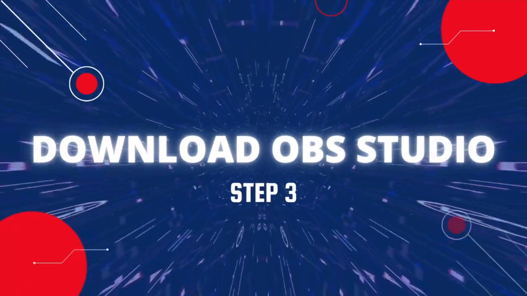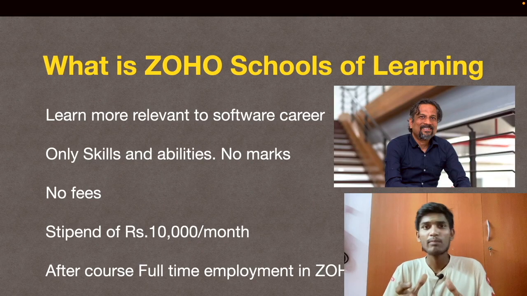Step number 3 is to download the OBS Studio software. This software will allow you to record your video, audio and your computer screen, all the three at the same time, and will generate it as a video file and will be stored in your computer. So now I will walk you through the process on how to download the OBS Studio software.